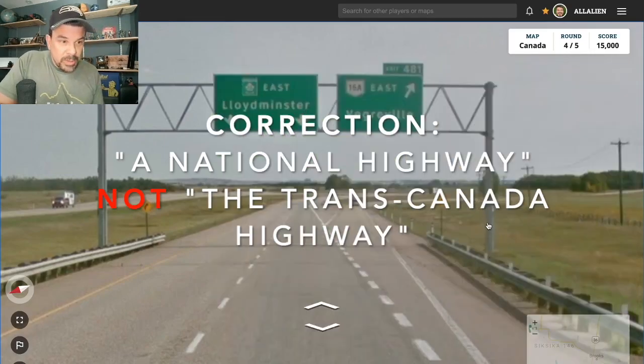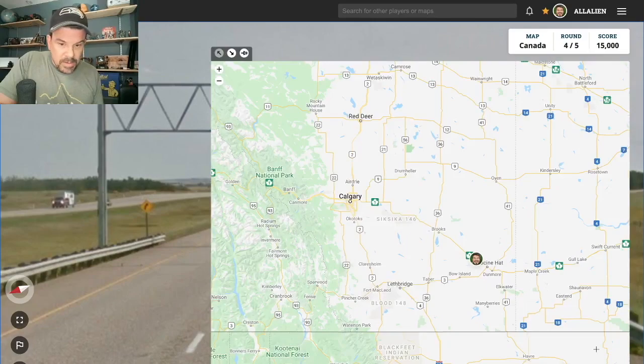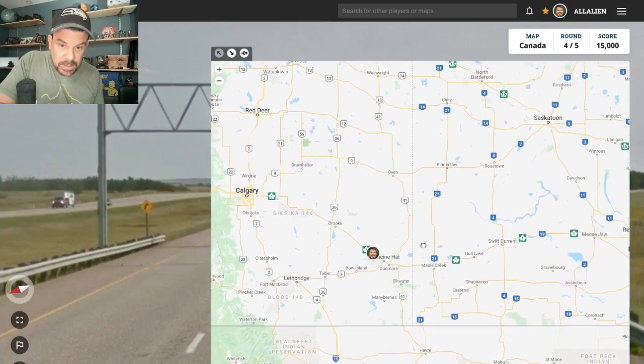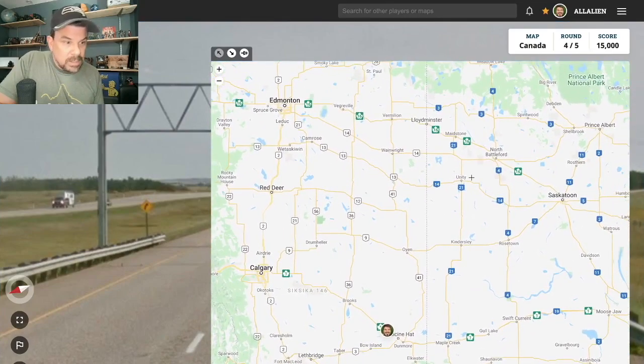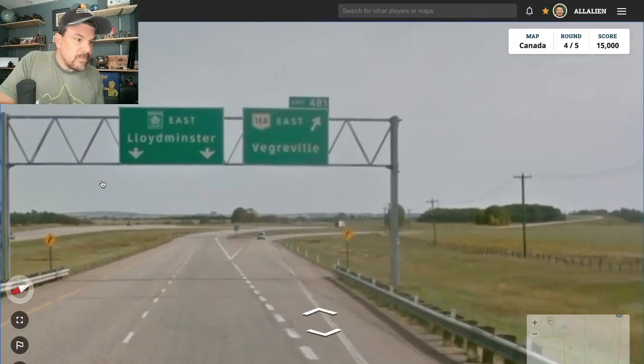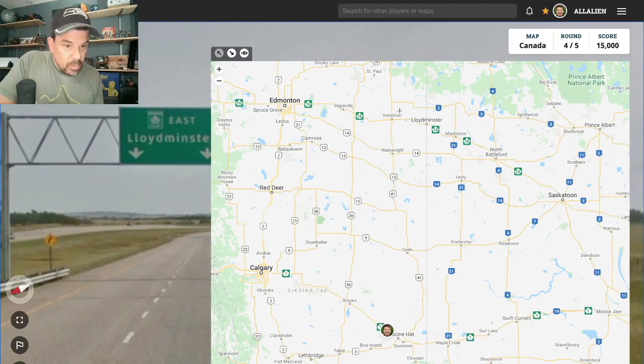So we're approaching Lloydminster from the west. Now Lloydminster is, where is Lloydminster? Ah, that's why I don't recognize it, because we're on the 16. So we are west of Lloydminster.